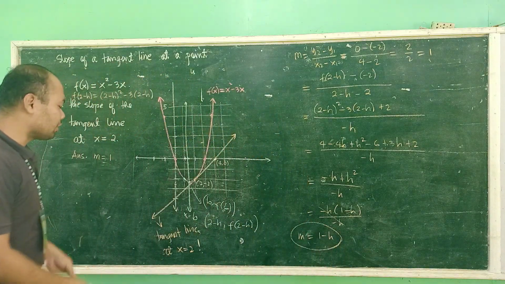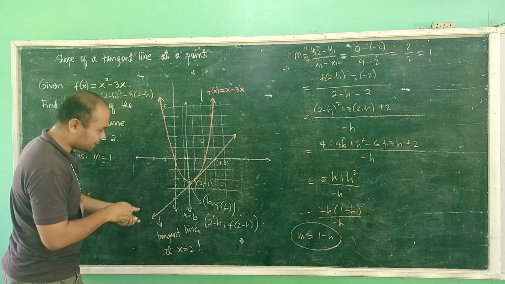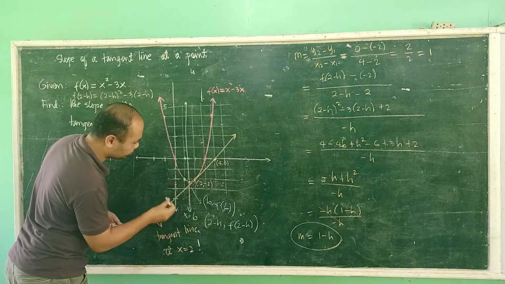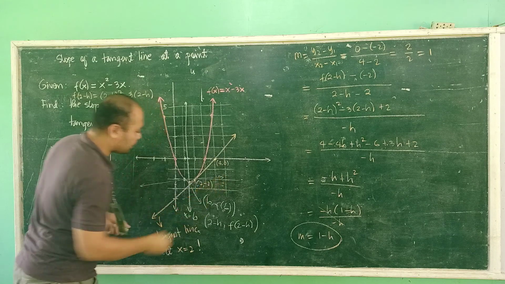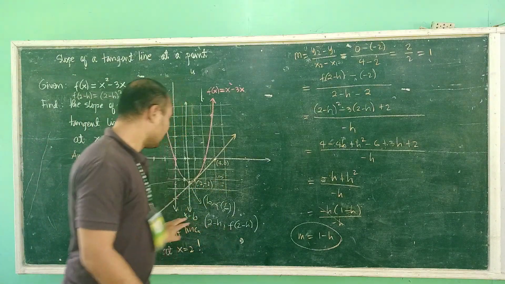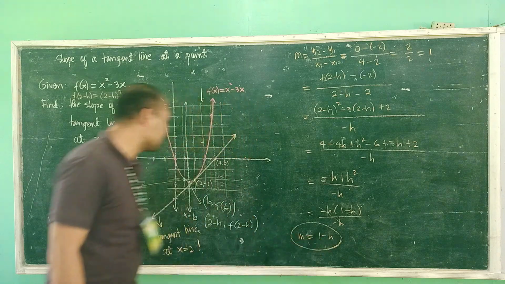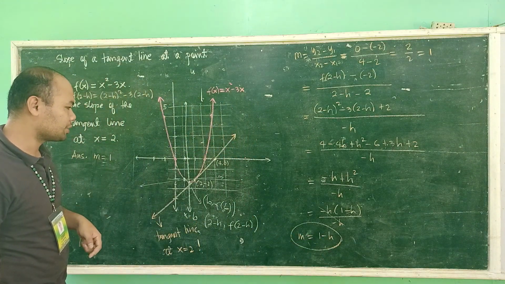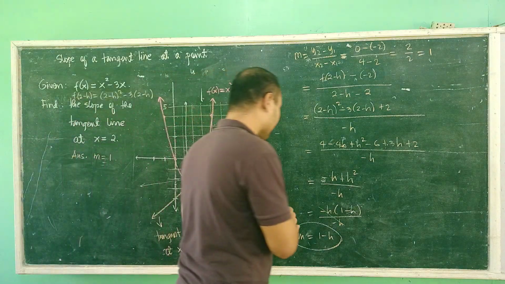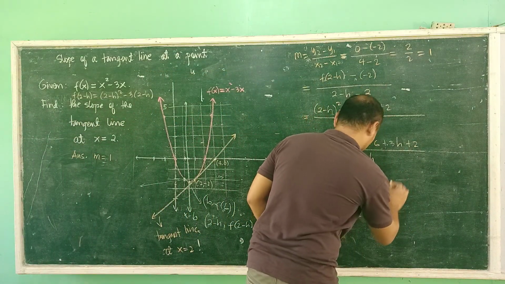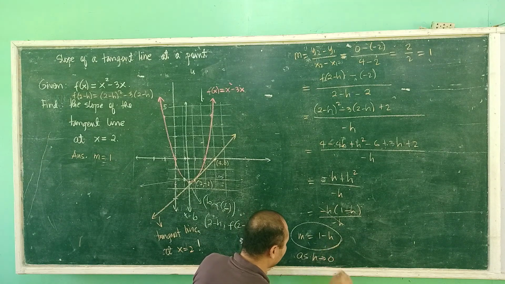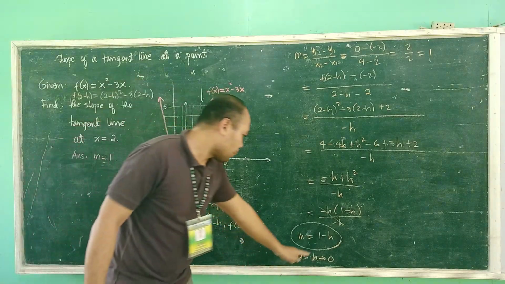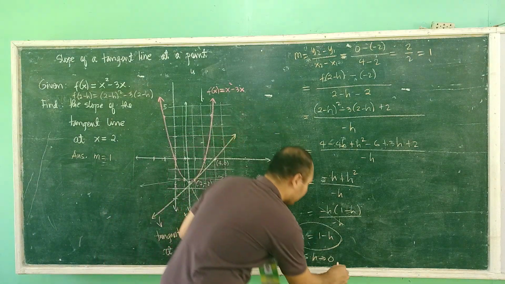The slope of the second line, where is that second line? The slope of the second line, that one, is just 1 minus h. So it will just depend on the value of h. Now what happened to the value of m? If you look at this expression, as h is very small, as h approaches 0, what will happen to the value of m?